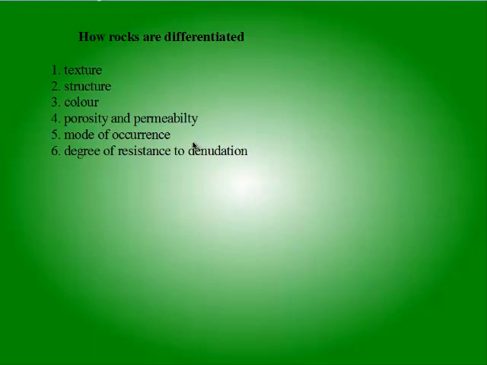And we also said we can use the mode of occurrence to differentiate between rocks. Some rocks are formed within the earth, others are formed on the surface of the earth. Then we can use the degree of resistance to denudation to differentiate between rocks. And the degree of denudation, we're talking about some rocks are very hard and compact, while others are very soft. So they are easily broken down by the agents of denudation, which include water, wind, ice, and waves. So that is what we talked about today.